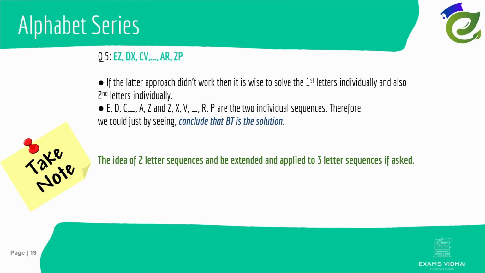Let's see another question. We have E Z, D X, C V, blank blank, A R, Z P. If the latter approach didn't work, then it is wise to solve the first letters individually and the second letters individually. Let's see. We have E, D, C, blank, A, Z and Z, X, V, blank, R, P. These are the two individual sequences. Therefore, we can conclude that BT is the solution.